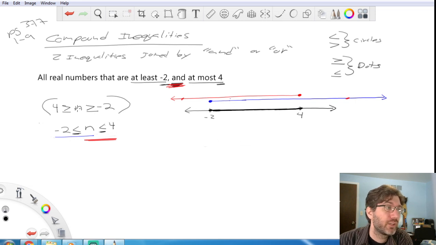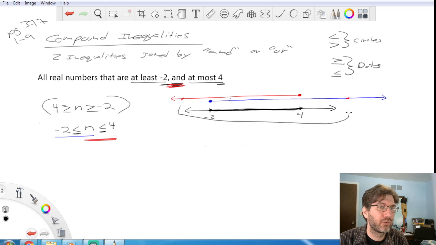Keeping in mind these are dots because these are equal to. Keeping in mind I want everything greater than -2 but less than 4. So that this here is the answer for that.